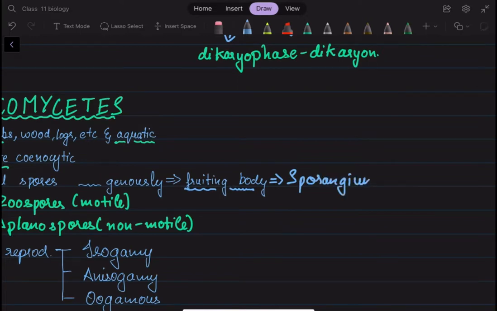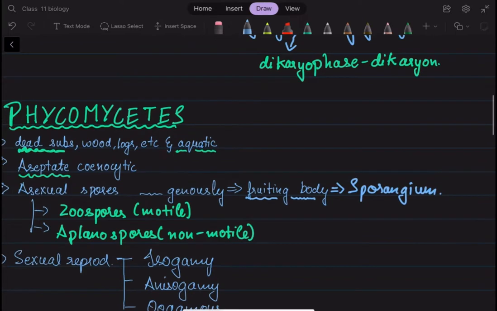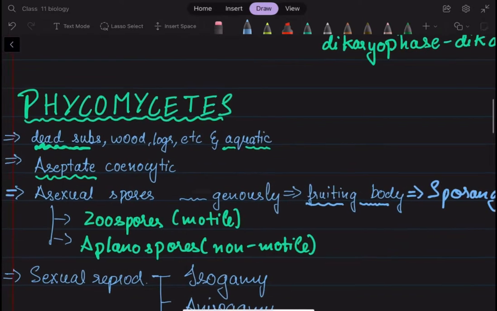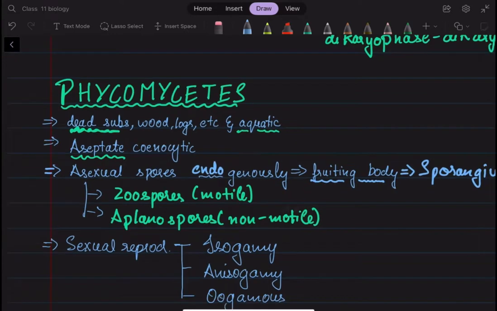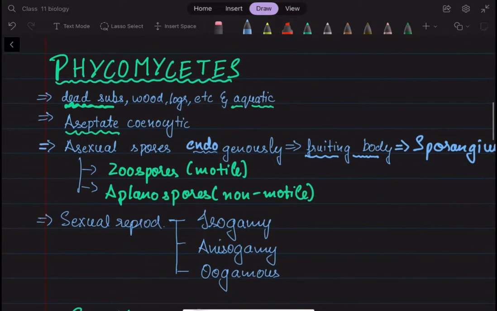And these are formed inside the fruiting body, and that is why we call them endogenously produced asexual spores. That means they are formed inside the fruiting body, right?